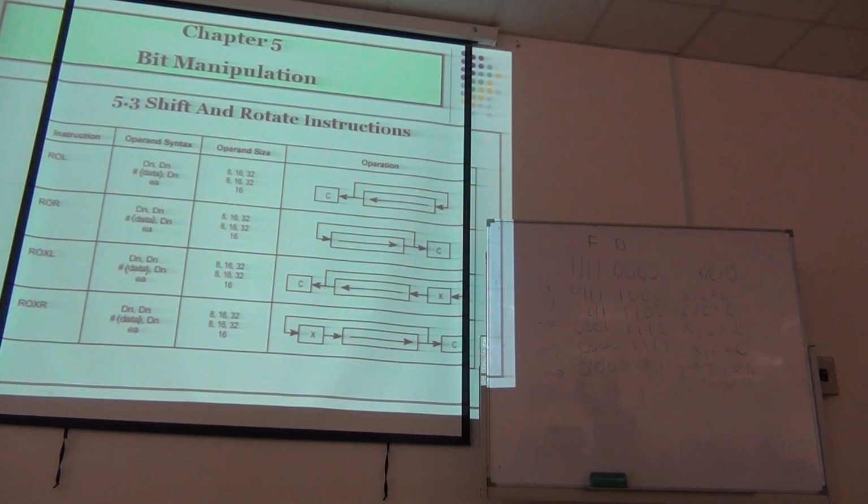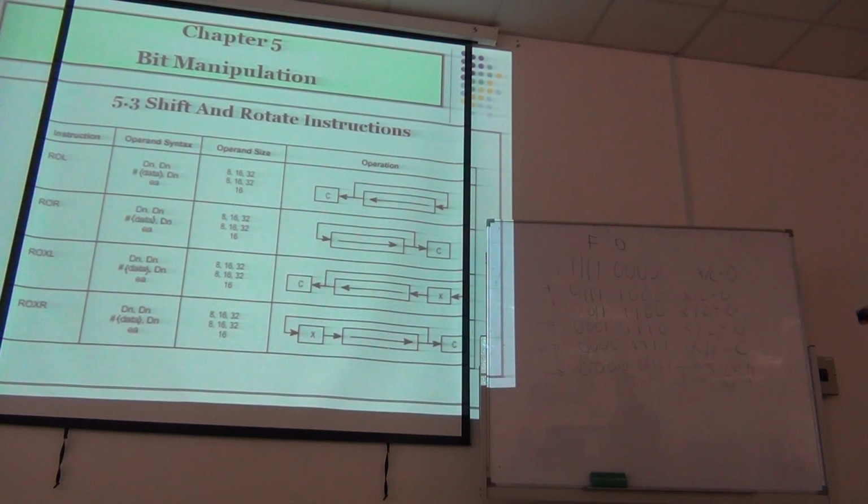Anybody who doesn't understand? If you understand, it means you actually already understand. Based on the table it's actually easy. It's not that hard. Okay, this one I consider okay. Rotate left, rotate right, easy.